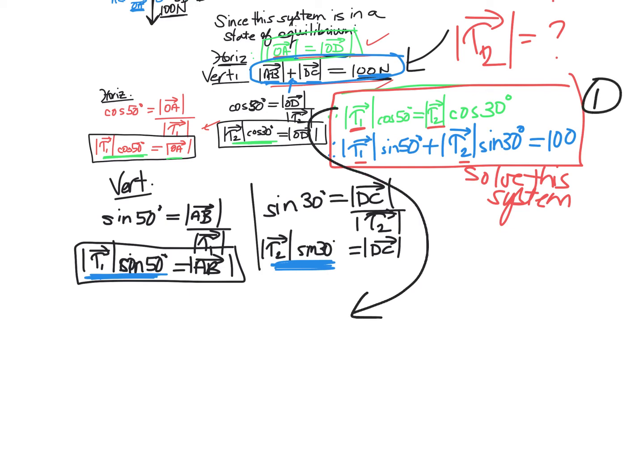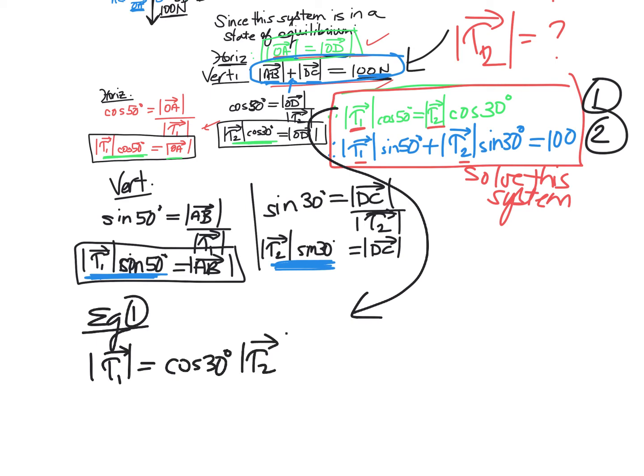So if I call these equation 1 and 2, then from equation 1, it doesn't matter which variable, let's say I solve for the magnitude of the tension 1 vector. I would bring cos 50 to the other side with division. So it would equal cos 30 times the magnitude of the tension 2 vector, all divided by cos 50. So now I have an expression for T1. What am I going to do with it? I'm going to sub it into equation 2.